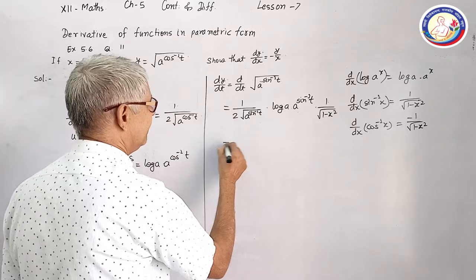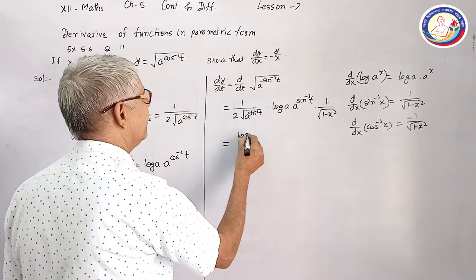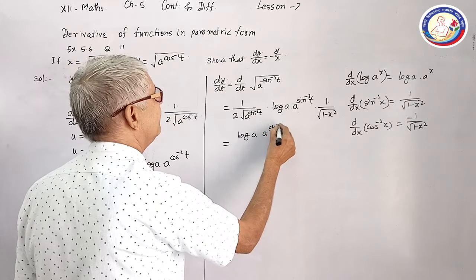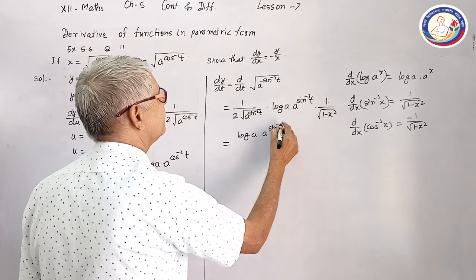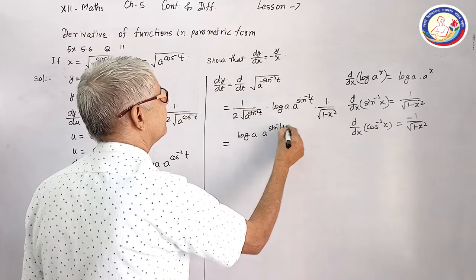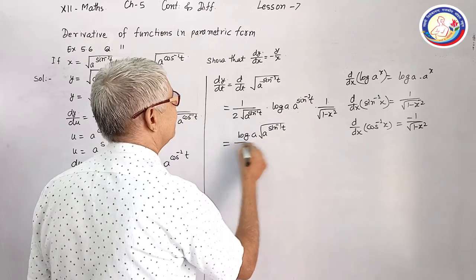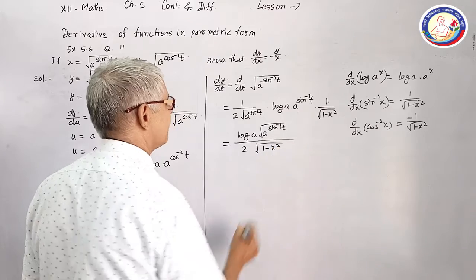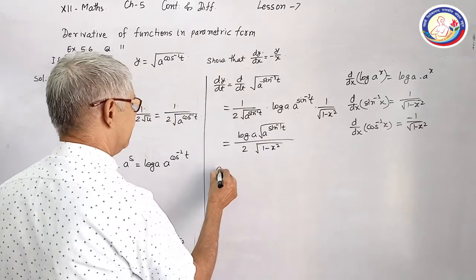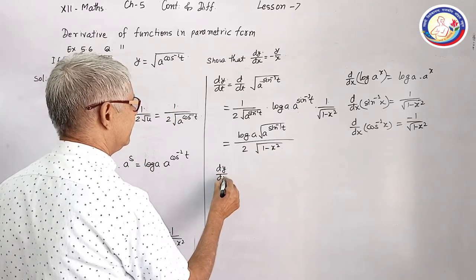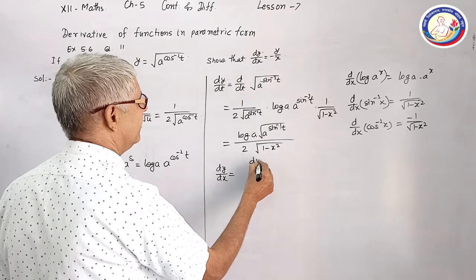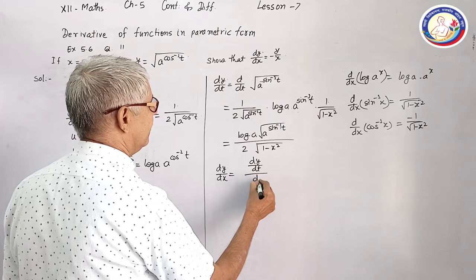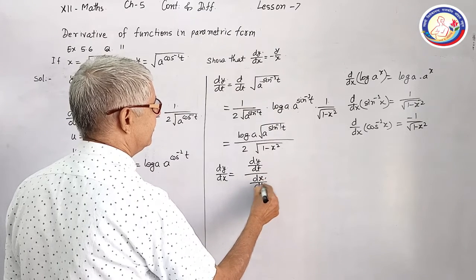Now on simplification we shall get log a into a raised to power sine inverse t with square root, upon 2 into under the root 1 minus x square. So the derivative of y with respect to x according to the formula will be the derivative of y with respect to t, and then the derivative of x with respect to t.